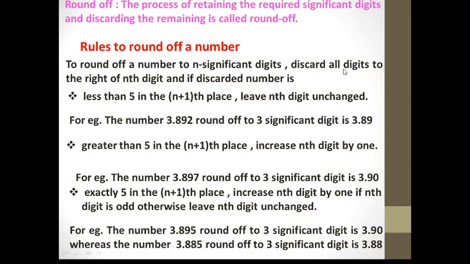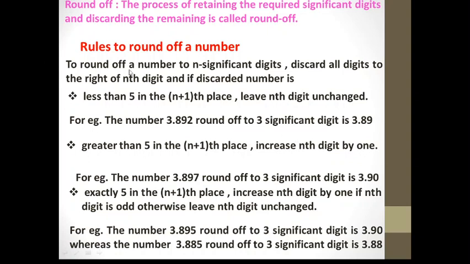We'll discard all the digits to the right of the nth digit, and if the discarded number is less than 5 in the n plus 1th place, then leave the nth digit unchanged. For example, the number 3.892, when rounded off to three significant digits, comes out to be 3.89. The digit next to the third significant digit, that is 9, is 2, which is less than 5. So that 9 will remain unchanged. So we have the final rounded off number as 3.89.